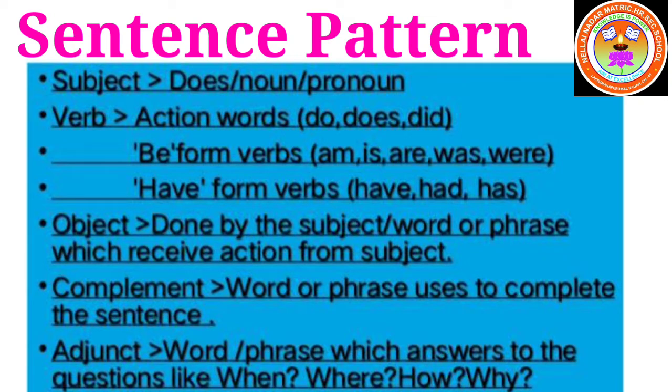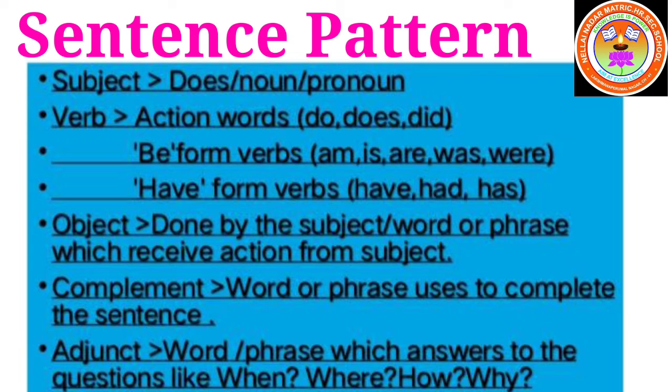Then the verb. Usually we say action words are verbs. But here I would say not only action words, sometimes the be form verbs, sometimes the have form verbs. Be form verbs are am, is, are, was, were. Have form verbs are have, has, had. Sometimes they come together, like be form verb plus action word, have form verb plus action word. So we have to mark them together as a verb.